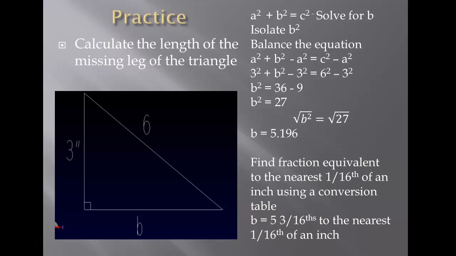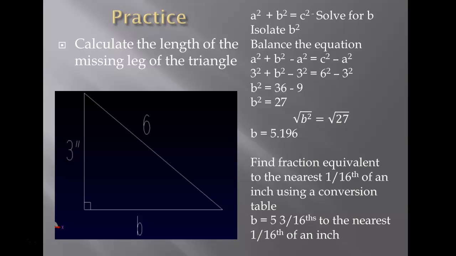Now when I actually use the calculator, it comes out with 5.196152423. But I'm not going to carry out all those decimals. I'm going to stop at the 3rd decimal place, which is thousandths. So 5.196, and I'm going to stop there.